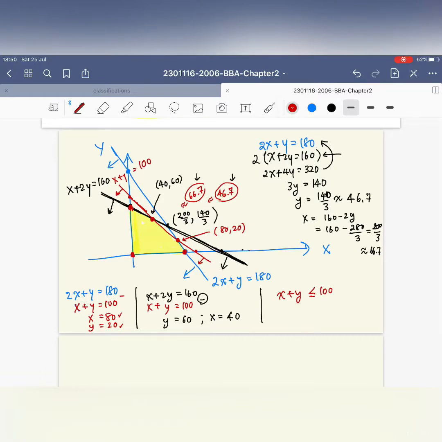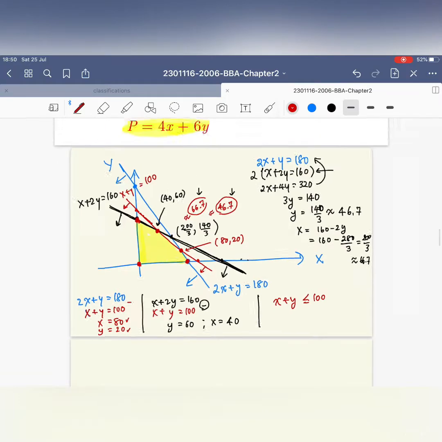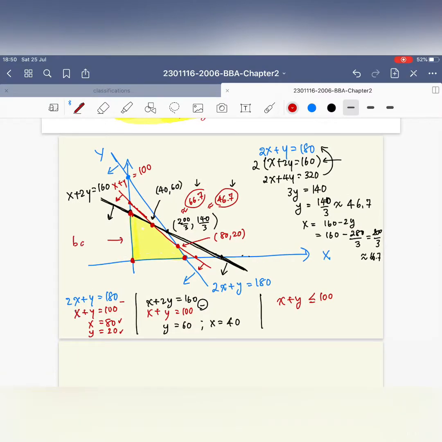So this one is sometimes called a bounded region. It is a bounded region. All right.